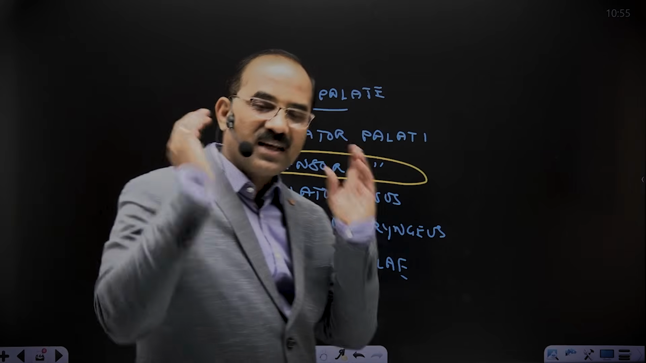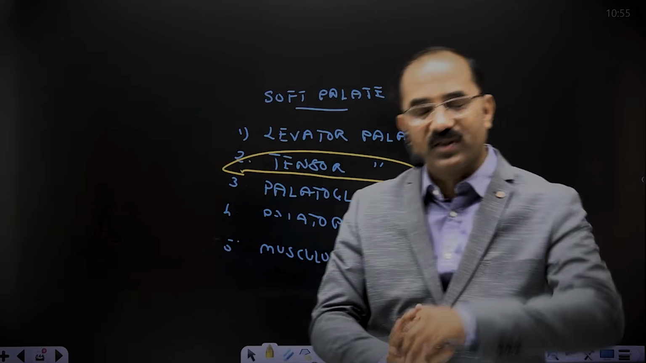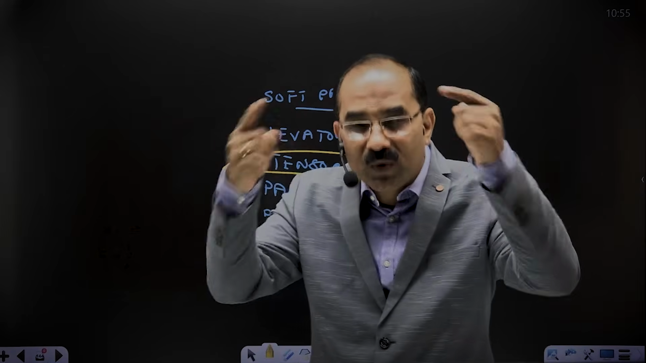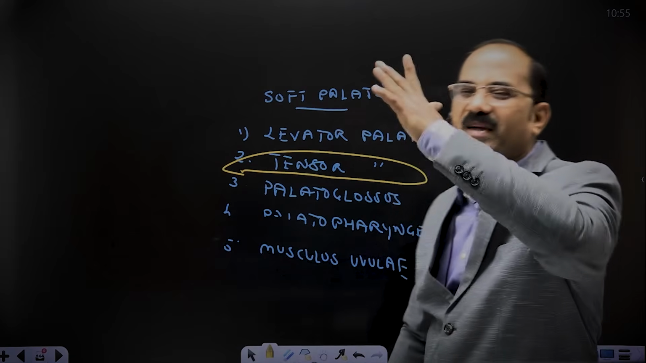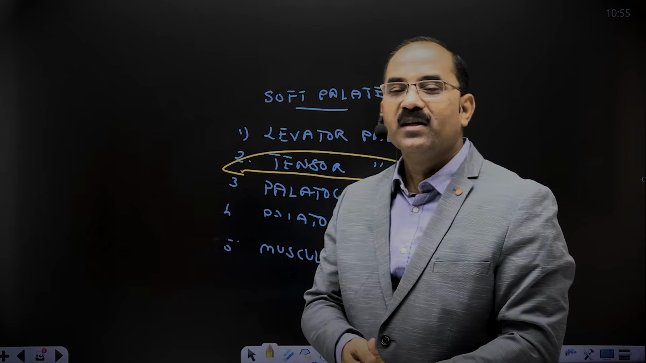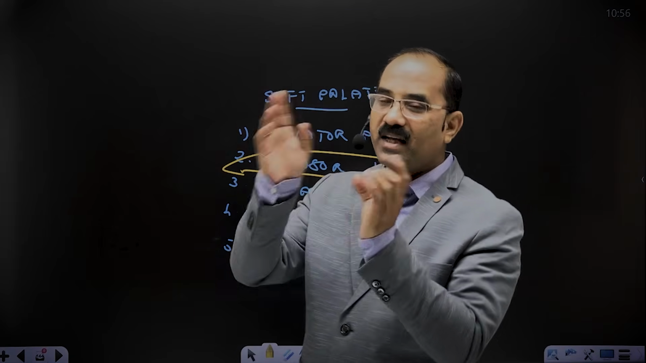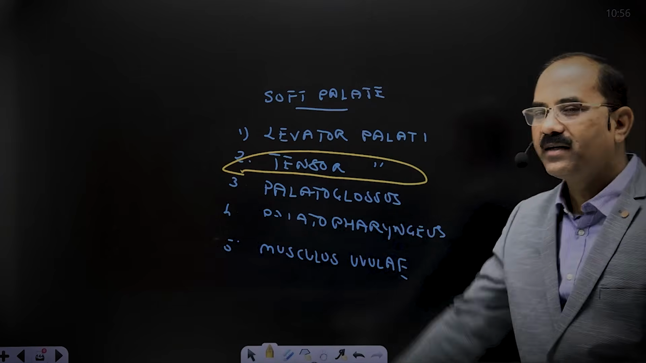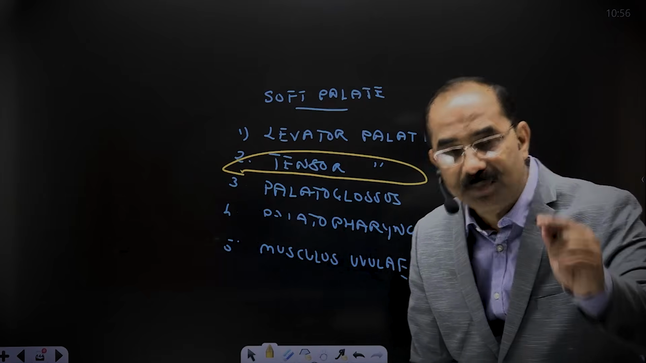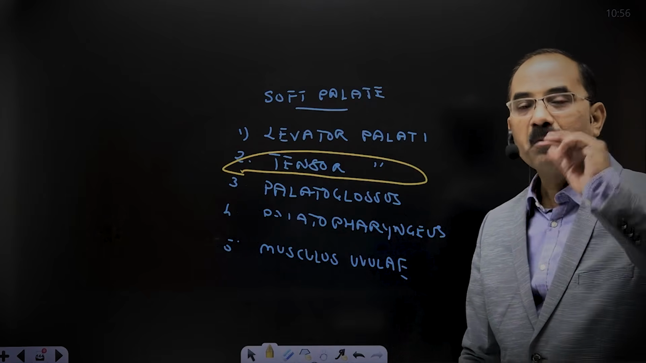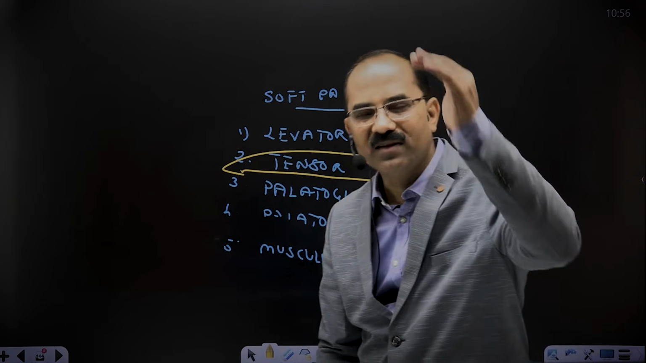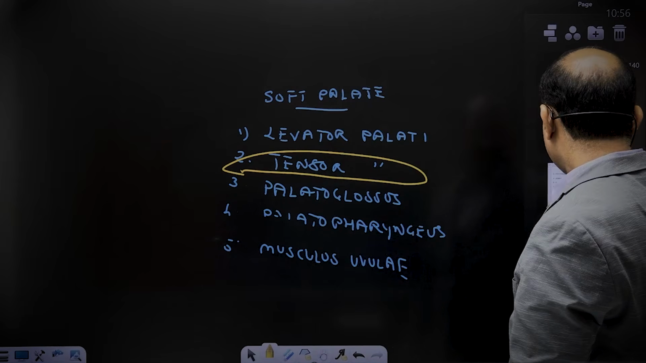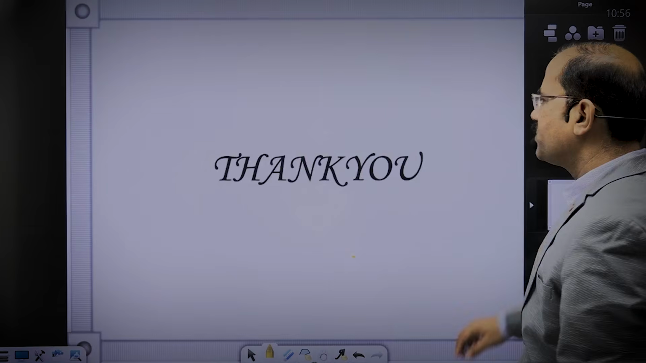That means tensor palati is derived from the first pharyngeal arch. It is supplied by the mandibular nerve, not the direct mandibular, it's through the nerve to medial pterygoid. Remember, the nerve to medial pterygoid supplies the medial pterygoid, tensor palati, and tensor tympani. So all the muscles of the soft palate are supplied by the pharyngeal plexus, except tensor palati, which is supplied by the mandibular nerve through the nerve to medial pterygoid. So this much you need to know about the soft palate also, students. Clear?